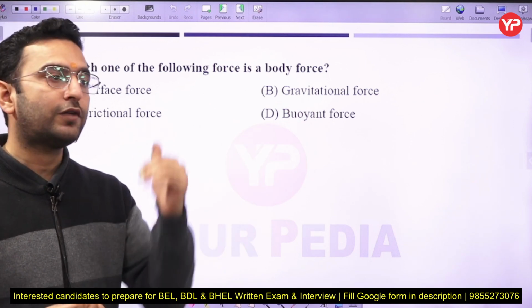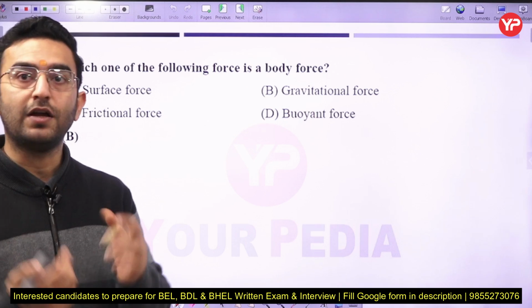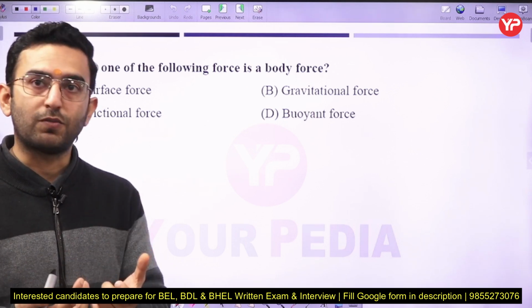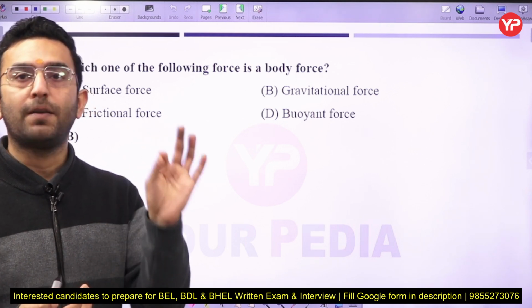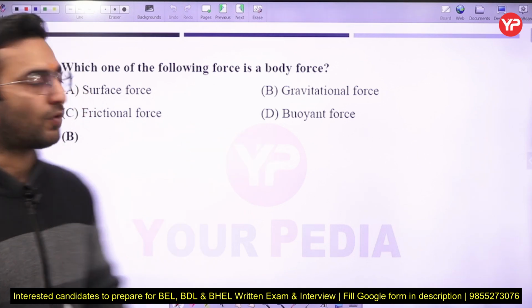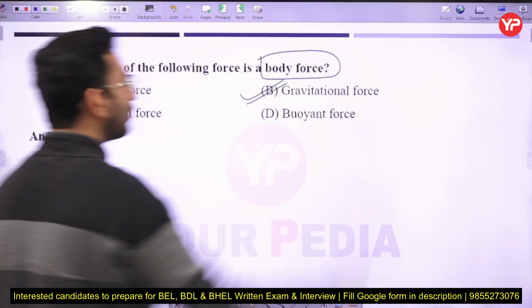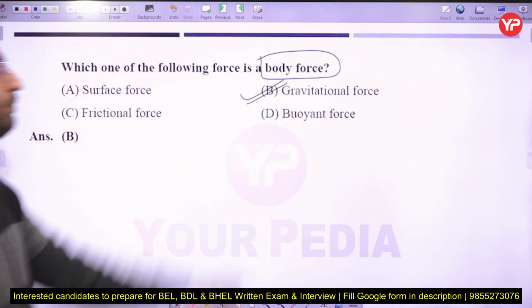Whenever you are considering the Reynolds equation of motion, there you are considering the turbulence forces also. That means in the case of Reynolds equation of motion we have four forces. The first one is the pressure, then gravity, then viscous, then turbulency force. So here you can see the body force is nothing but the gravitational force. So option number B is going to be the correct answer here.